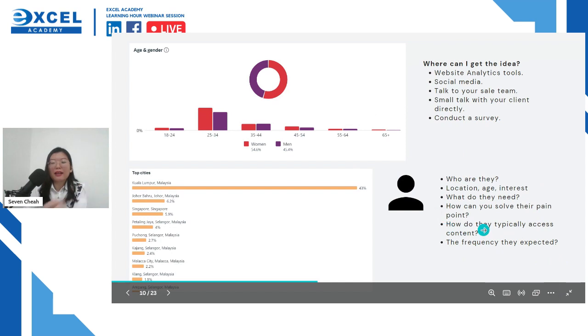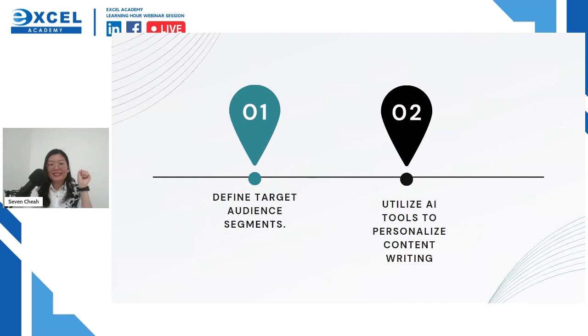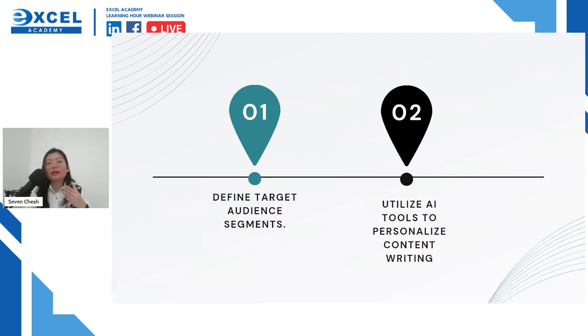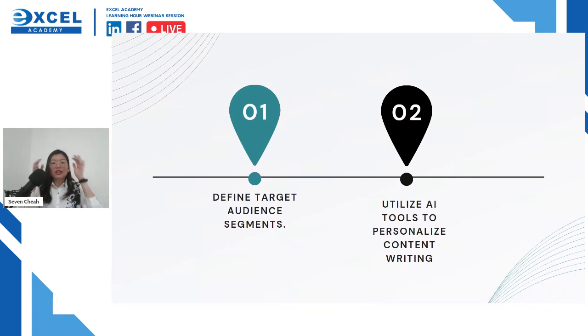After you have this buyer persona, we can move to the next step. Whatever we talked about just now, we basically try to define our target audience segment, so we know how we can ask the AI to improve based on this buyer persona. Because if we don't know the buyer persona, your AI won't know either. You are the best person to understand your business. AI is very general.